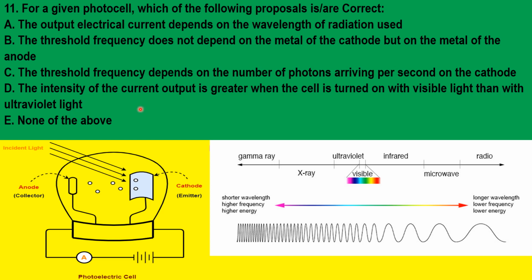What the intensity of the current output depends on is the intensity of the radiation. If we increase the intensity of radiation, we are increasing the number of photons interacting with our metal surface per unit time. Good, so D is out. So our only answer here is again E, none of the above. So our answer is E. Perfect.